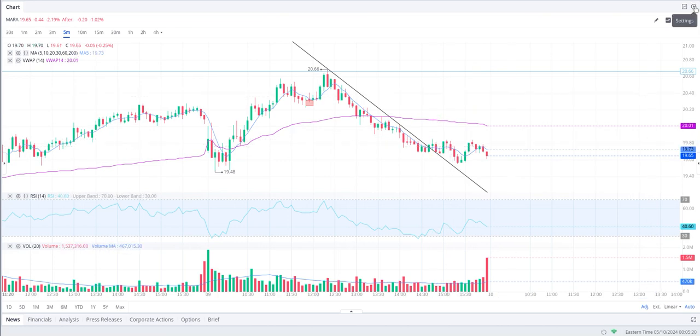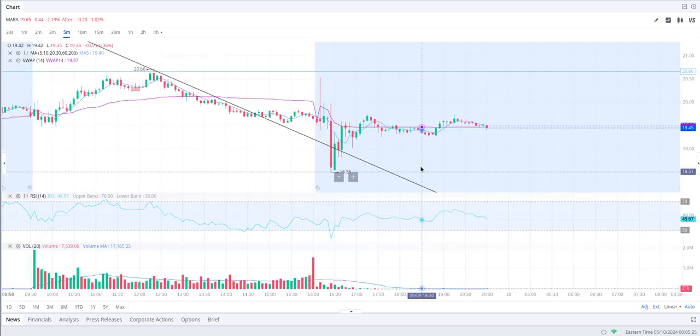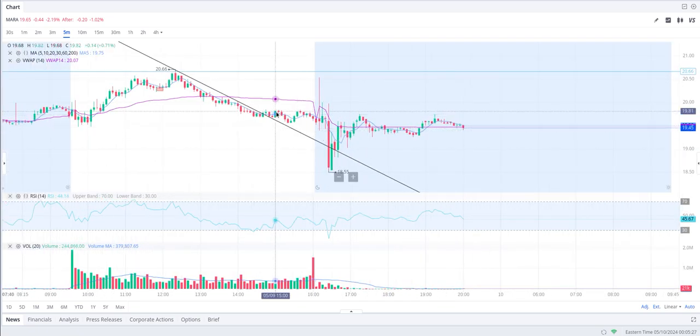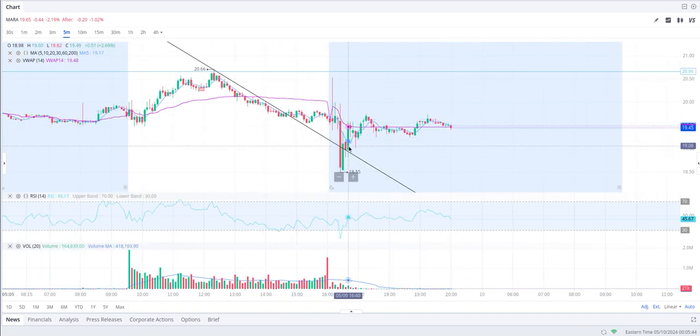Let's check out the aftermarket. Yeah, see, we broke down into that falling wedge, broke out. Now we're consolidating right around VWAP. So I believe that we might even gap up to like 20 in the morning and then retest this high and break out. So if not, I'll definitely be looking to trade this into next week. But there's my reasoning for Mara.